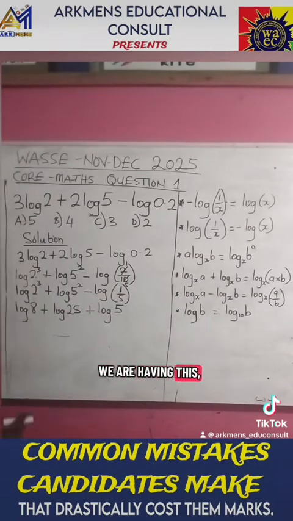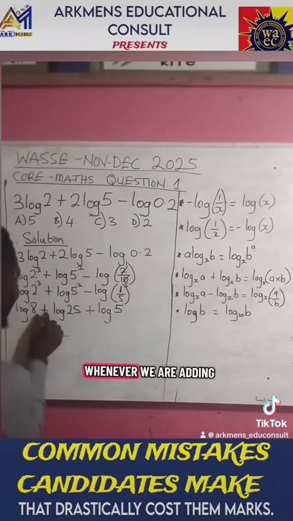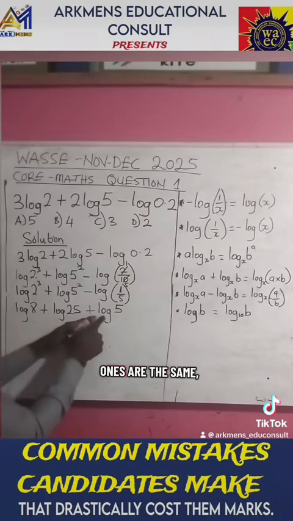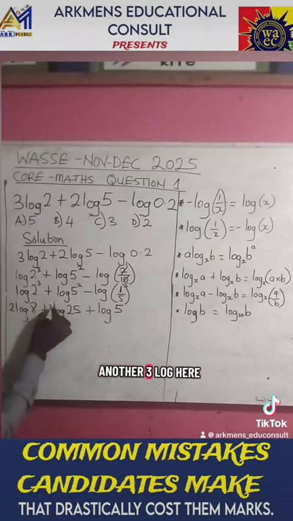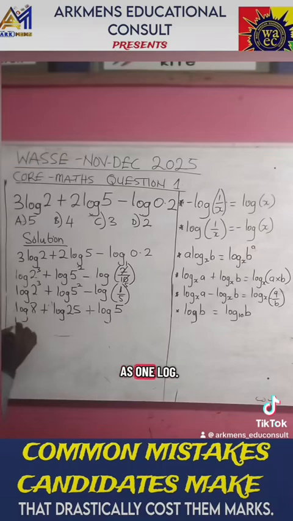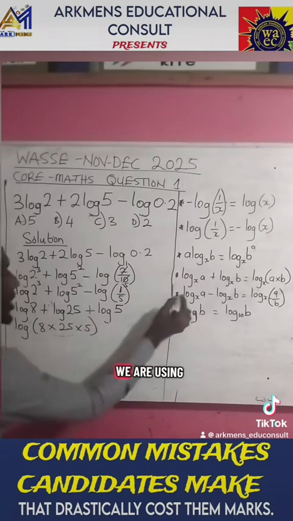So now that we have this, we know in the rules of logarithm that we have log, log, log, all with the same base. Whenever they are adding, we multiply the numbers attached, provided the logs are the same. If you had, say, 2 log here and 3 log there, it becomes very difficult. But the moment they are log, log, log, they are easy. So you write it as one log and multiply everything: 8 times 25 times 5.